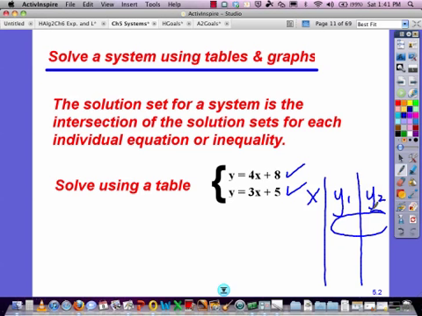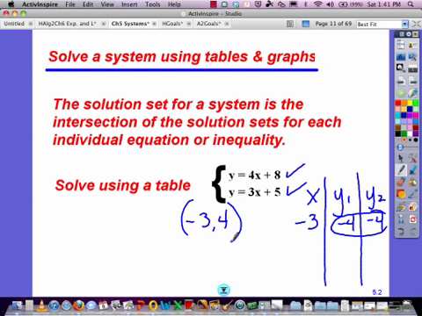And so on your table, you should see, for example, -3, -4, and then a -4 also for y sub 2, where all the other y values are different. So looking at your table, you should say this one crosses at the point -3, -4. So the point that they have in common, the only point that they share, is -3, -4.